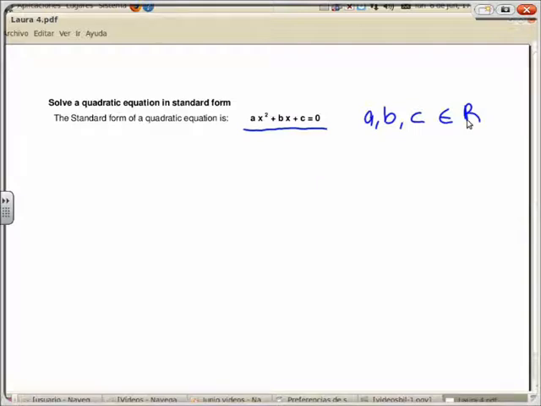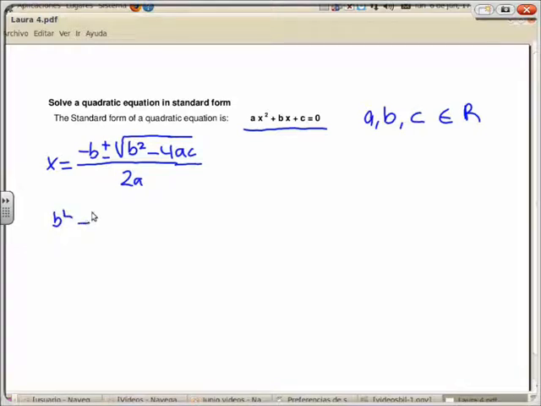To solve a quadratic equation in standard form, we need to use this formula. X is equal to negative b plus or minus the square root of b squared minus 4 times a times c, all over 2 times a. This part of the equation, b squared minus 4 times a times c, is called the discriminant, and it is represented with this letter.